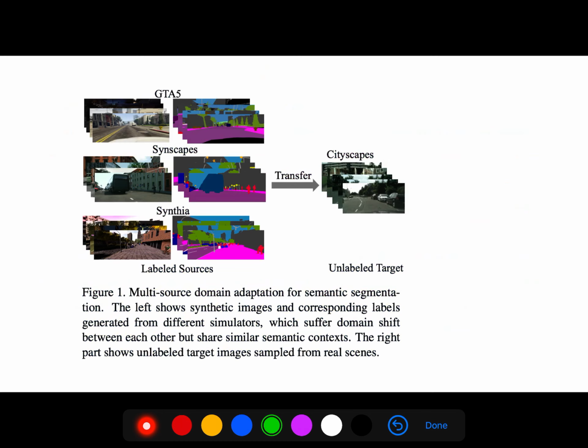You see the multi-source domain adaptation for semantic segmentation. The left shows synthetic images. For example, GANs are very good at producing synthetic images. So the left shows synthetic images and corresponding labels generated from different simulators, which suffer domain shift between each other, but share semantic context. On the right are unlabeled target images, so these are real images.